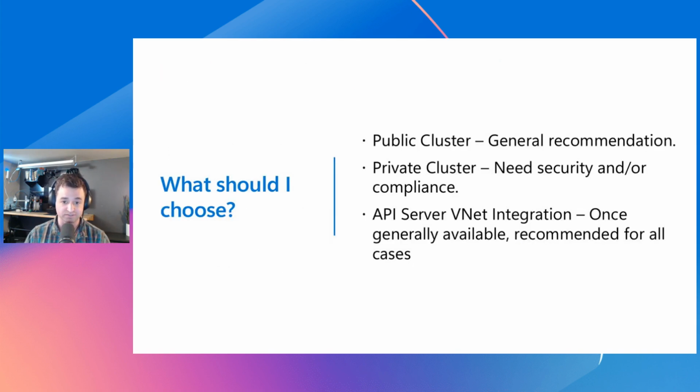So what should you choose? Public cluster is the general recommendation. It's the most simple. It's easy to set up and you don't need to worry about it too much. Now, if you have security or compliance requirements, we recommend private cluster. API server VNet integration is going to be our standard recommendation to include in your clusters once it's generally available. And you'll still be able to set public cluster or private cluster, but it'll just be done in a much more secure way and easier managed.